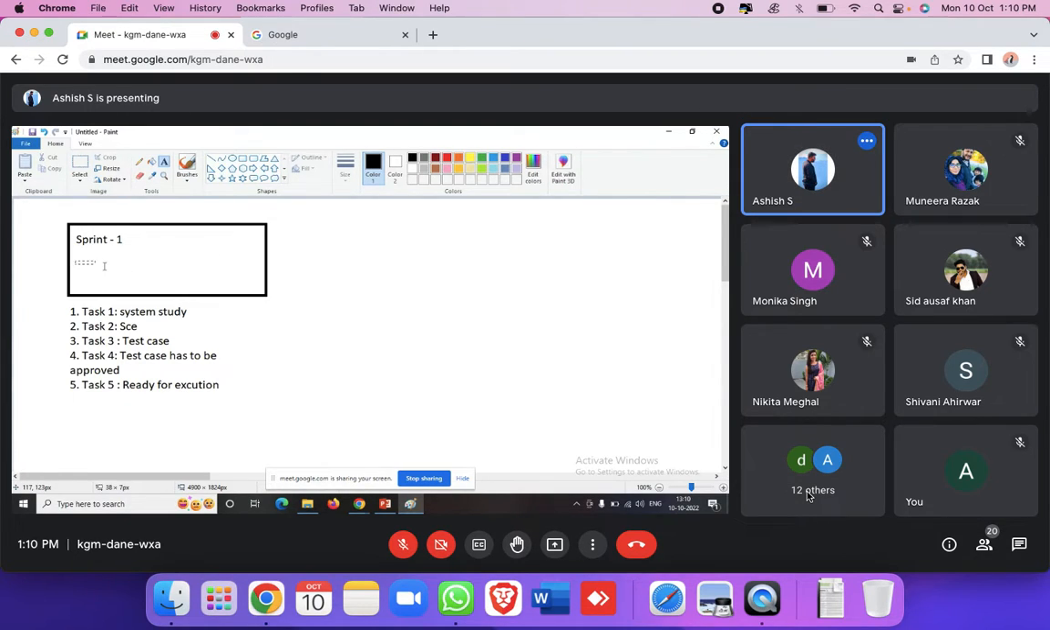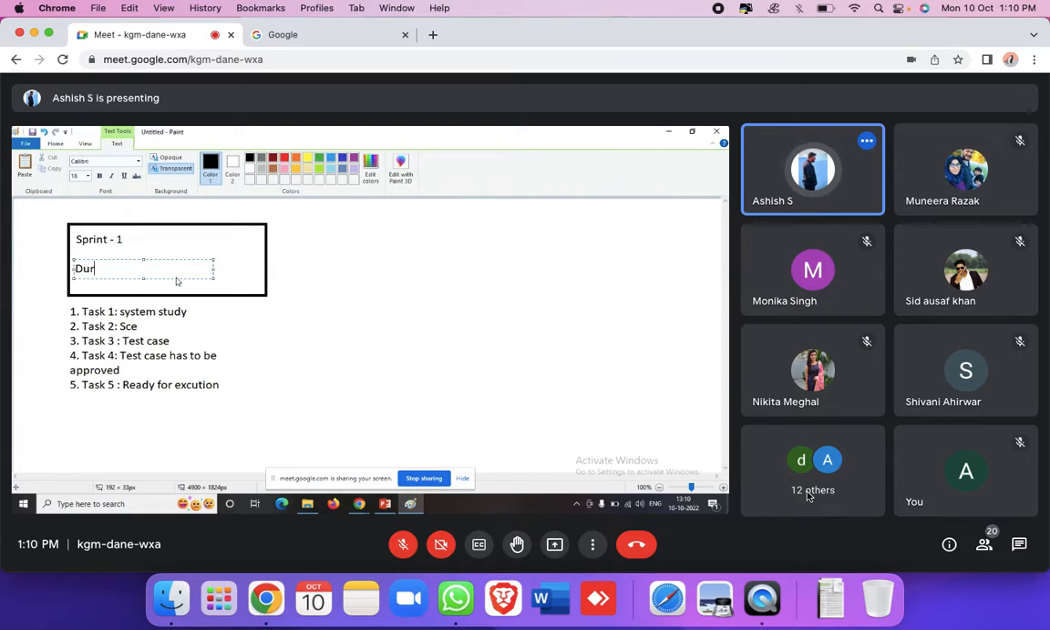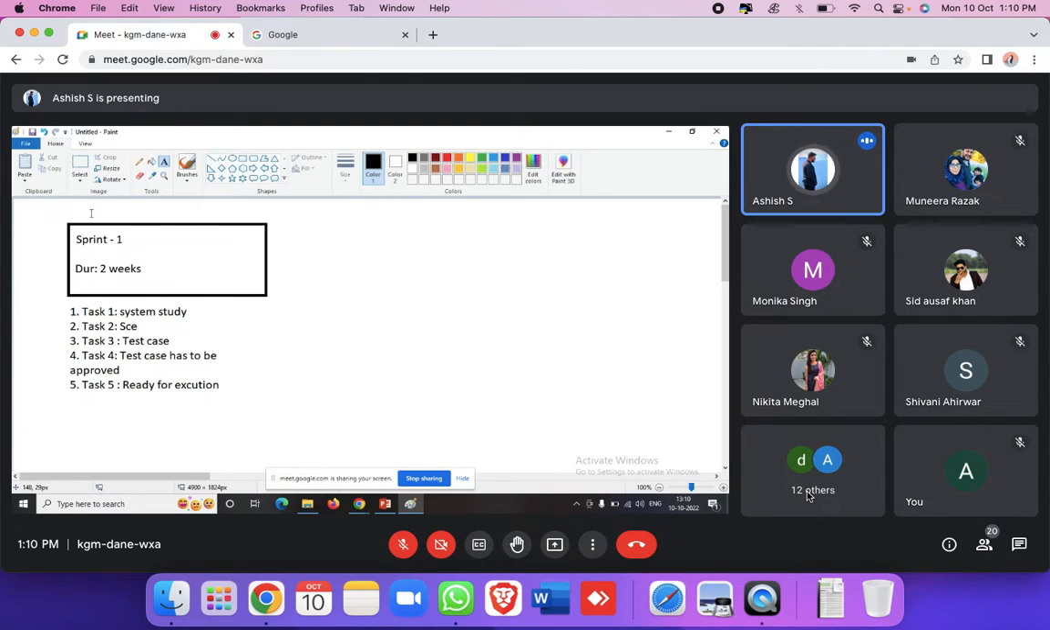And the duration of this sprint is, I think, 2 weeks. So in these 2 weeks, we have to complete all these tasks. The total time period is given to a particular test engineer to complete all these tasks. Can we say it as one sprint? Everyone understanding? Yes, sir.